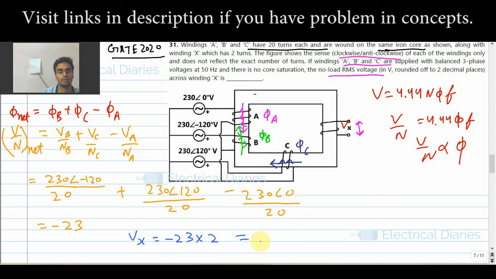So here this minus sign indicates just the polarity. So your magnitude, that is the no load RMS voltage, will be 23 into 2, that is 46 volts. Okay, so that is the logic.